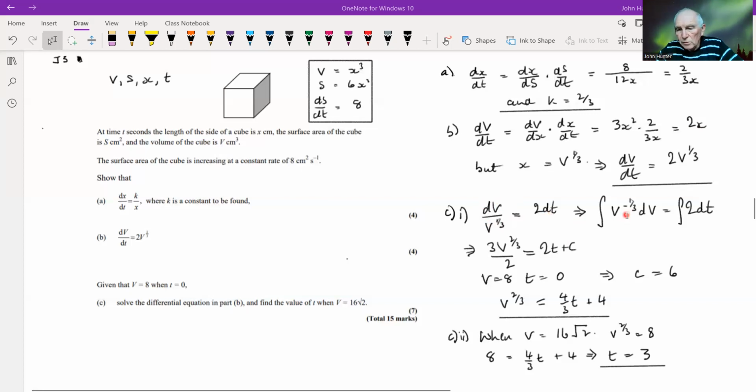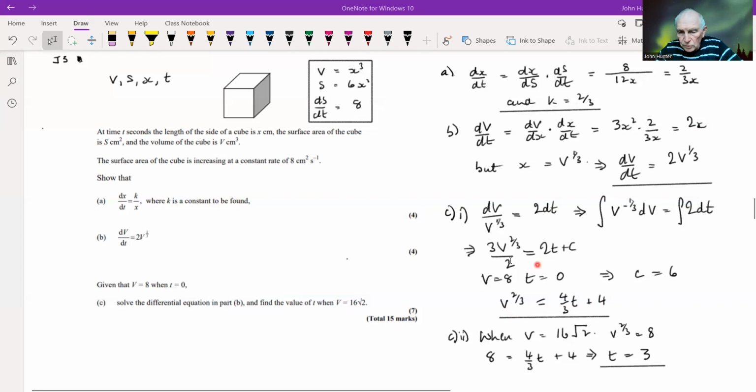Let's put the integrals in and express this as a negative power. And I think therefore it becomes a bit easier to see that when we integrate that, we're going to get this expression here, again just using the power rule with our constant of integration there. Substituting our boundary condition values, v equals 8, t equals 0, and if you work that through, that's going to give you c equals 6. So we can write this general solution here as v to the power of 2/3 equals 4 over 3 t plus 4.